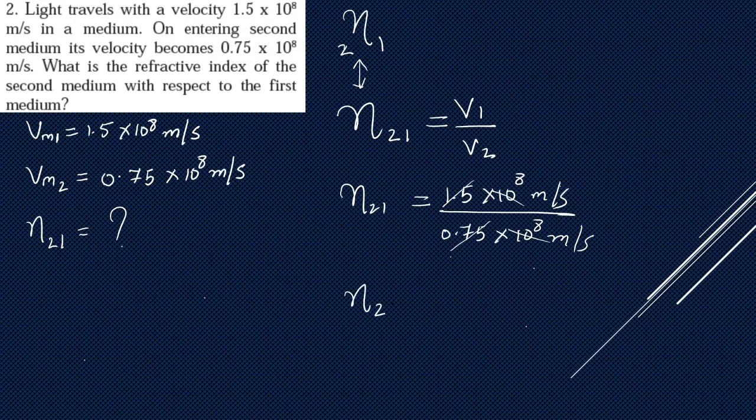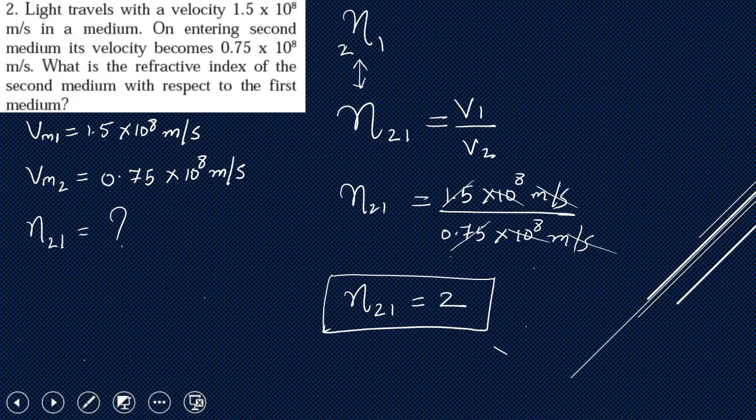Hence the refractive index of medium 2 with respect to medium 1 will be 2. Now, will there be a unit for refractive index? No, refractive index does not have any unit, because it is the same quantity upon the same quantity, right? So meter per second and meter per second get cancelled. It will only be a numerical value. So the refractive index of the second medium with respect to the first medium is going to be 2.